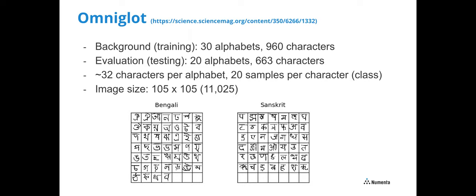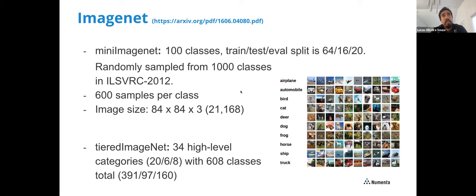Yeah, which is important, and I'm actually going to get to that point a bit later. And so the second data set is ImageNet. The idea here is that mini ImageNet is just 100 classes from ImageNet, which are taken from the 1,000 classes in the competition. You have 600 samples available per class, and the images are downsized, so it's a bit easier to learn.